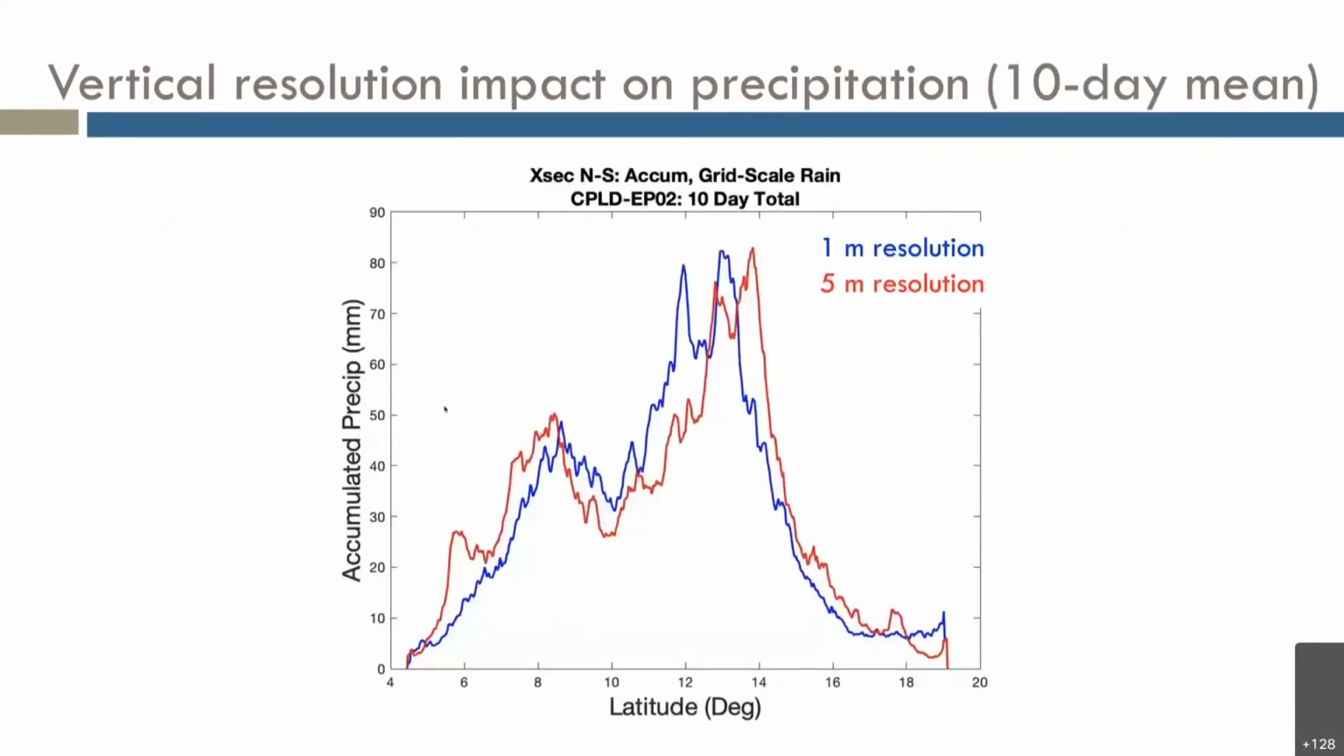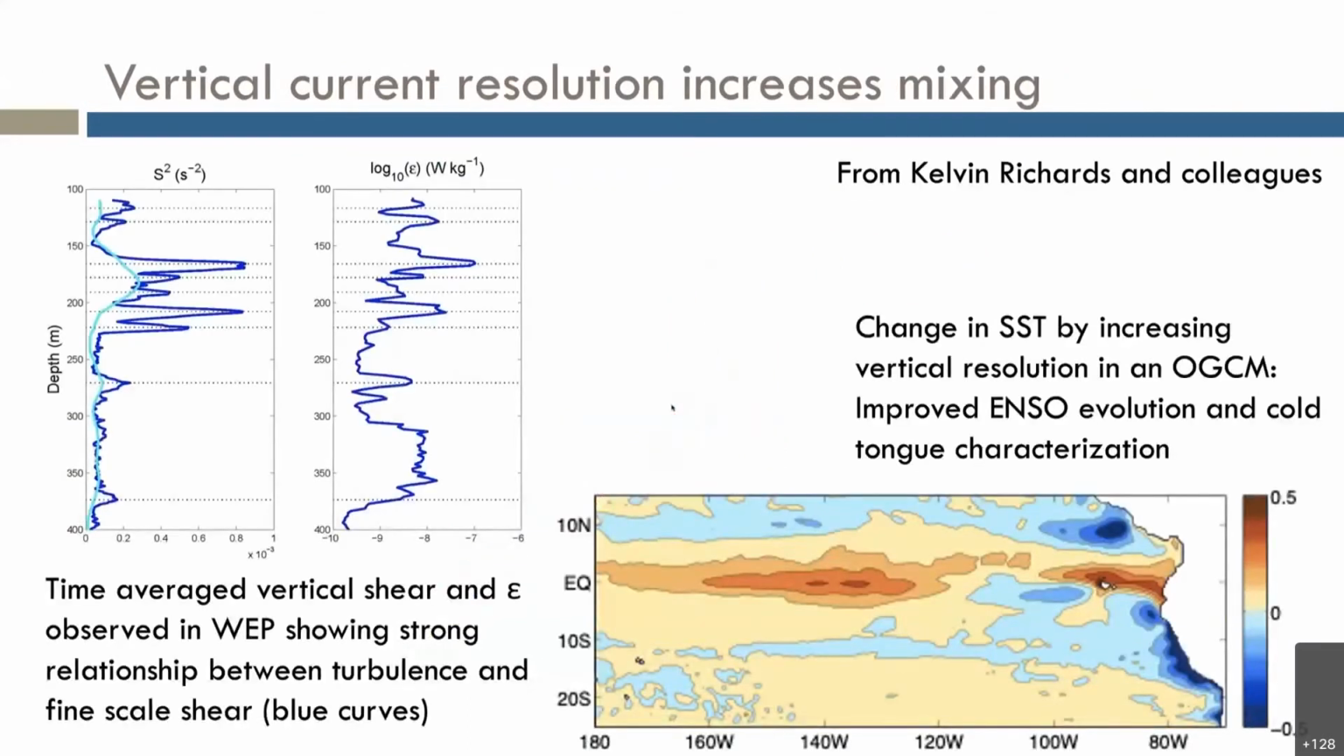Since it's a coupled run, we could do a few things. In this case, Eric pulled out the precipitation. So this is a 10-day average of precipitation, averaged zonally. The only change has been the resolution of the ocean model. The 1 meter resolution is in blue and the 5 meter resolution is in red. And you can see there's been a shift in the regions of peak precipitation, just based on the fact that you're doing a better job at 1 meter of resolving the upper temperature and salinity variability. And I've stolen this from Calvin Richards.